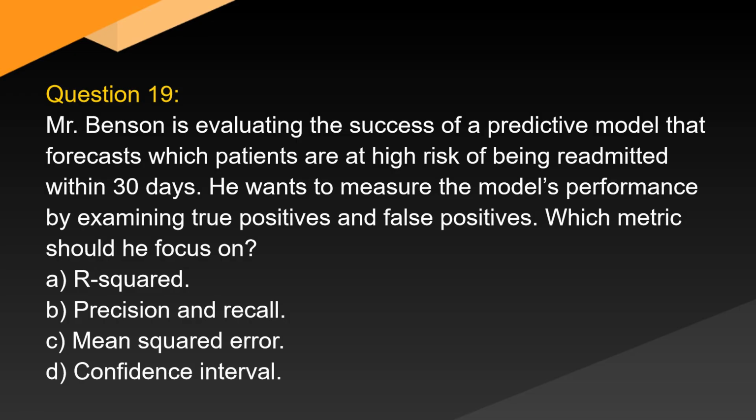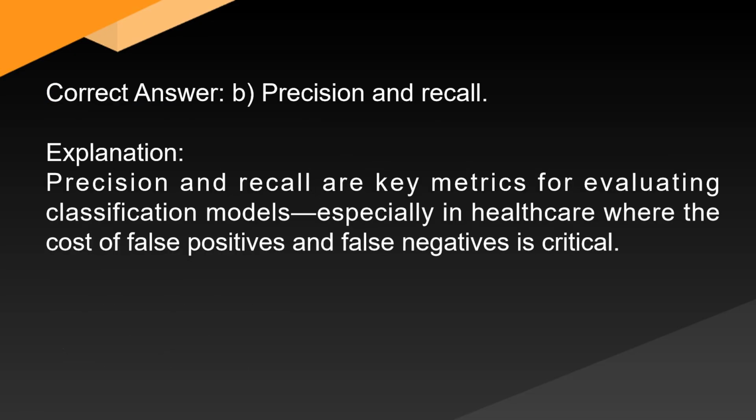A. R-squared. B. Precision and recall. C. Mean squared error. D. Confidence interval. Correct answer: B. Precision and recall. Explanation: precision and recall are key metrics for evaluating classification models, especially in healthcare, where the cost of false positives and false negatives is critical.